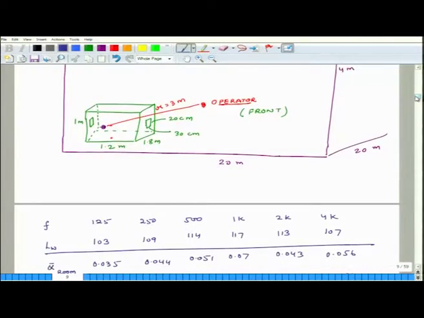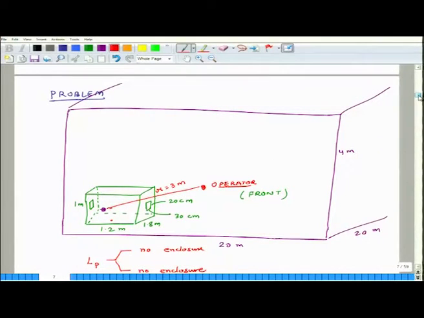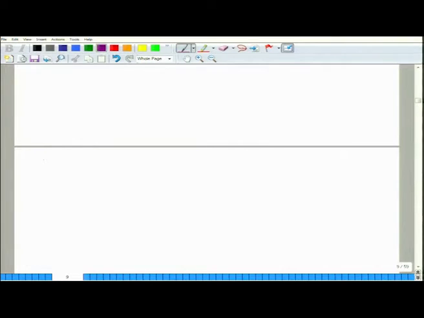So, what we are asked to find out is the sound pressure level perceived by the operator in two cases: when there is no enclosure and when there is an enclosure. We will start our exercise by figuring out the sound pressure level perceived by the operator when there is no enclosure. So, the first case is no enclosure.